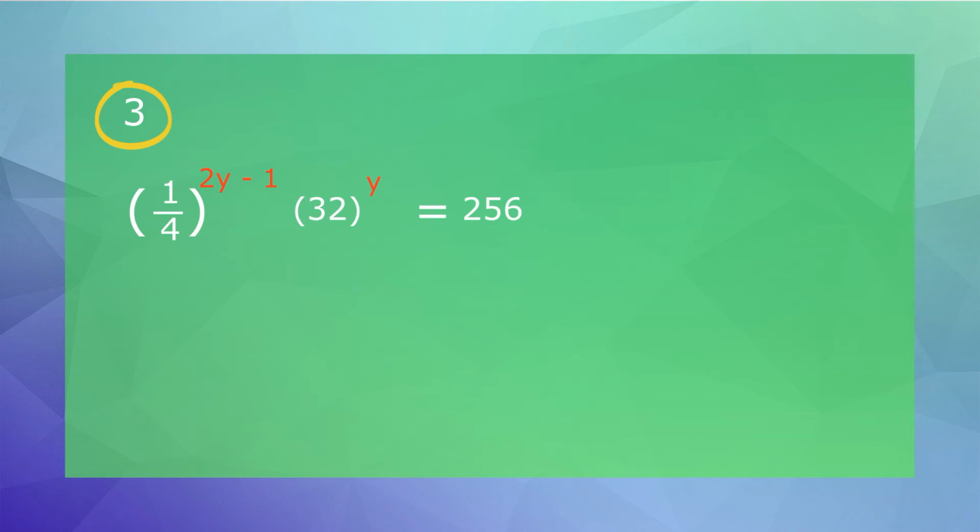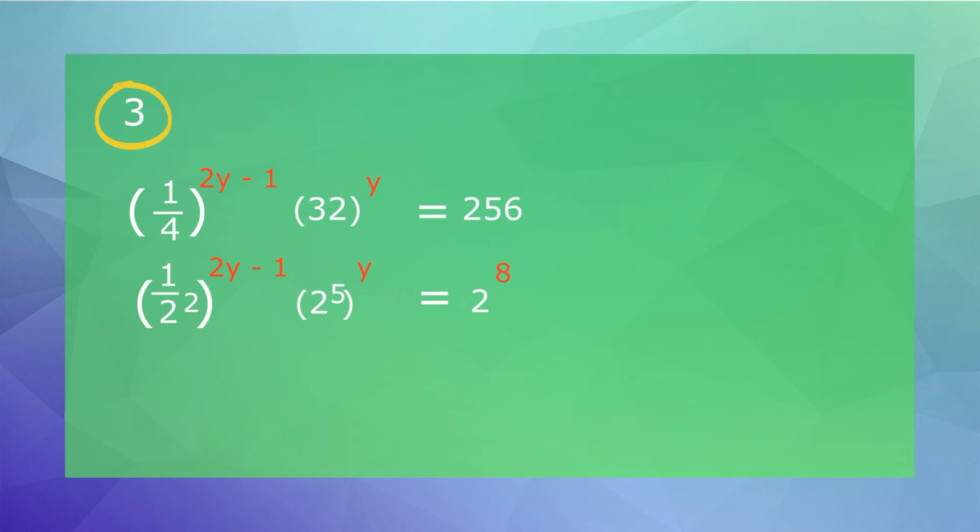Again, first step, we need to make the bases equal. What base is similar to 1/4, 32, and 256? That's right, 2. So we can rewrite 1/4 as 1 over 2 squared, 32 as 2 to the power of 5, and 256 as 2 to the power of 8.